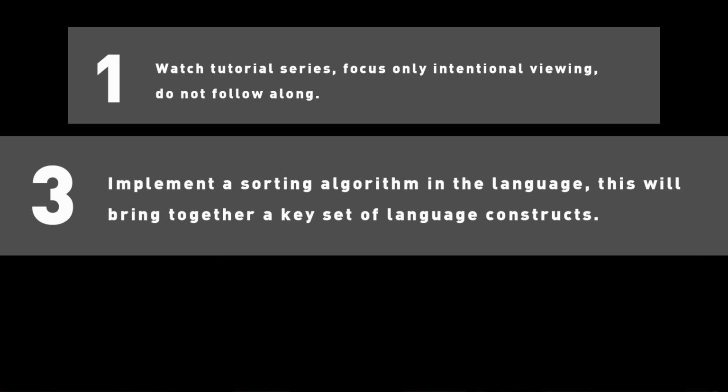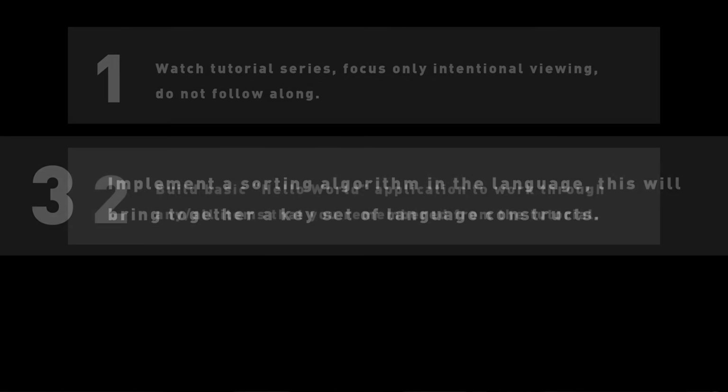Third, I pick out a sorting algorithm and I implement it in that language. It's fine if the sorting algorithm is a basic one like selection or bubble sort. Sorting algorithms force you to use data structures, loops, and variables along with functions. Combining each of these elements will give you a good handle on how the language works.